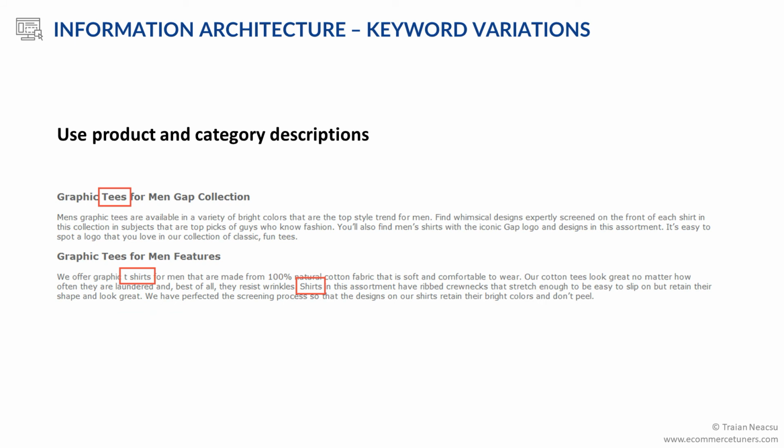Use product and category descriptions. One option is to use category or product description sections to add keyword variations in the copy. The bottom of this image highlights how this website uses 2 keyword variations for t-shirts. This retailer uses the words tees and t-shirts in the category description copy in order to capture traffic for those keyword variations.